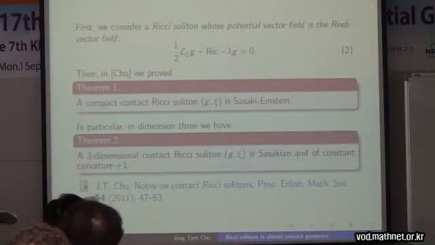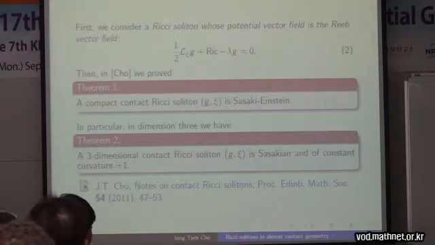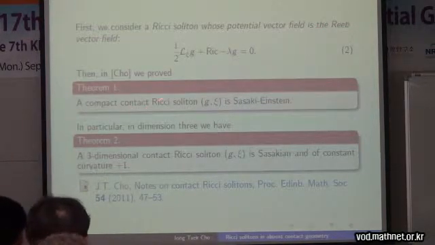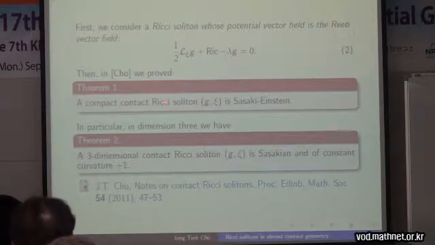Now we first may consider Ricci solitons whose potential vector field is the Reeb vector field. In the previous talks, many people studied the Reeb vector field.